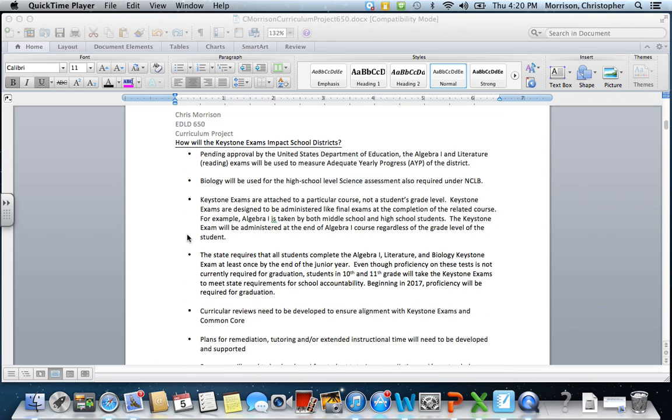Next section, how will the Keystone exam impact school districts? The main thing I talked about here is students that are required to take Keystone exams. Currently, 12th grade students, they took Keystone exams last year. Scoring proficient is not a requirement for graduation. However, with the class of 2017, scoring proficient will be required for them as a graduation requirement. And that's really what this section explains: now since the Keystone exams are being used, these are the things that students must be able to do to graduate and show proficiency.